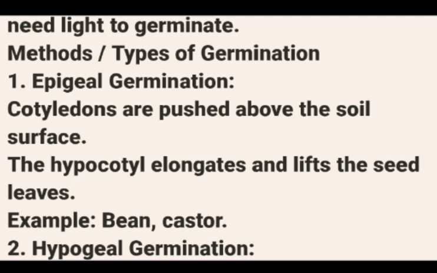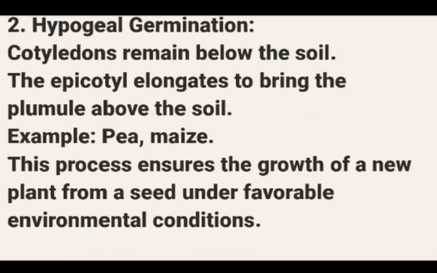Methods and types of germination. Epigeal germination: cotyledons are pushed above the soil surface. The hypocotyl elongates and lifts the seed leaves. Example: bean and castor. Hypogeal germination: cotyledons remain below the soil. The epicotyl elongates to bring the plumule above the soil. Example: pea, maize. This process ensures the growth of a new plant from a seed under favorable environmental conditions.